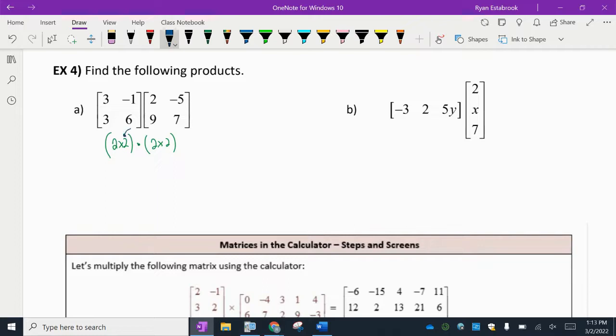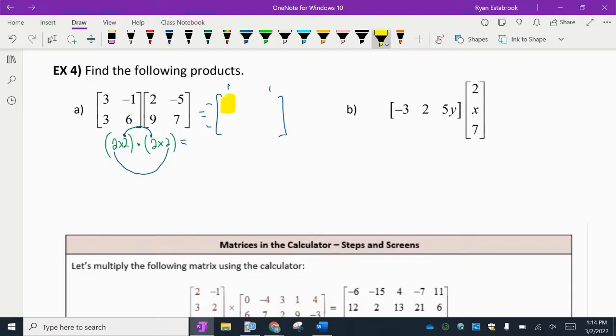Check the unibrow first. The inside numbers are the same. That's great, which means they can multiply. Then we take the outside numbers on the smiley face, and those numbers are 2 by 2. So when we multiply the first matrix times the second, we'll get an answer that has 2 rows and 2 columns.